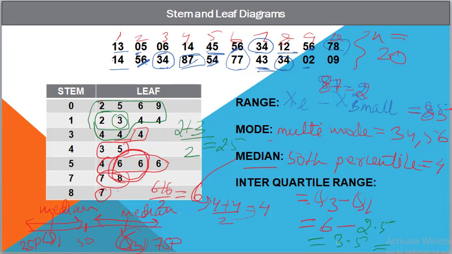So this is how we need to calculate the interquartile range, mode and median. This is how we would be drawing this stem and leaf diagrams.